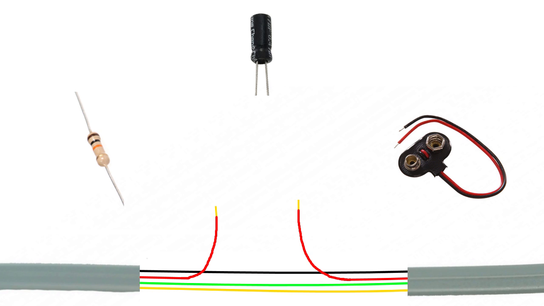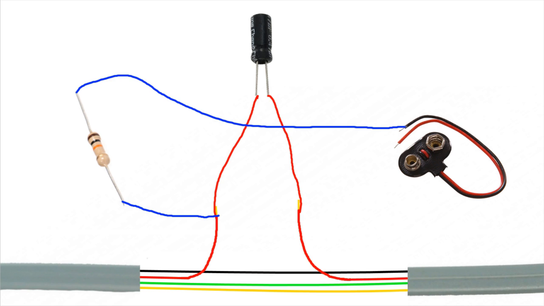And now it's time to connect everything together. Now, as I said earlier, there are a couple ways to do this. You can either solder everything together, which would give you the best connection, or you can just use electrical tape. The first thing we'll connect is the capacitor, which goes in between the two red wires. The next step is to take the resistor and connect one end to one of the red wires, doesn't matter which one, and then connect the other end to the black wire on the 9-volt battery connector.